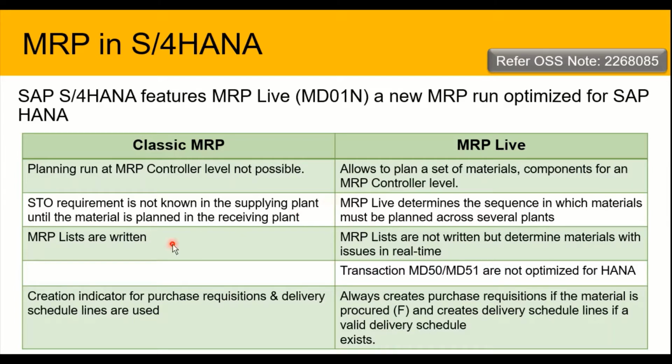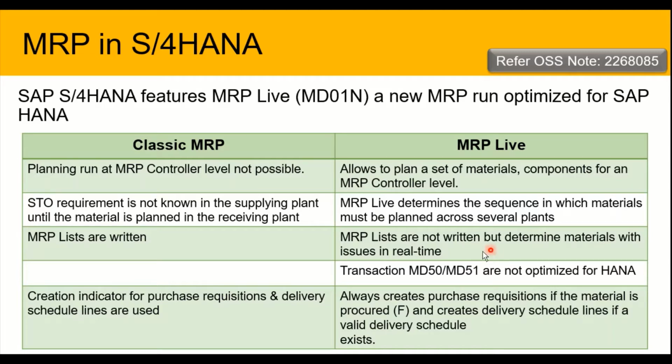And the third one is with the MRP list. In classic MRP, we have the option to write the MRP list, but here in S/4HANA, we do not have the flexibility to generate the MRP list. Why? Because the MRP Live is going to be on a real-time basis, and if there are any issues during the MRP run, they will be shown directly to the user or the planner, and it also provides the capability to resolve those issues at that instance itself.